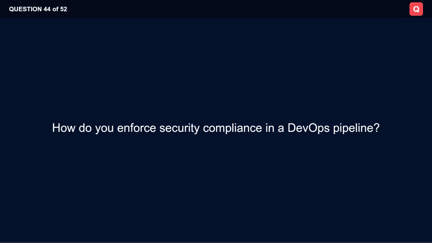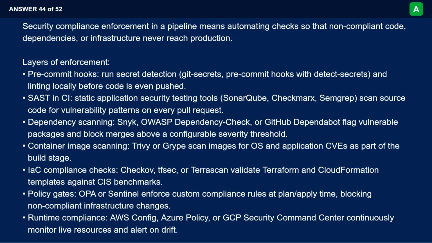How do you enforce security compliance in a DevOps pipeline? Security compliance enforcement in a pipeline means automating checks so that non-compliant code, dependencies, or infrastructure never reach production. Layers of enforcement: pre-commit hooks with detect-secrets and linting locally before code is even pushed. SAST in CI, Static Application Security Testing tools: SonarQube, Checkmarx, Semgrep. Scan source code for vulnerability patterns on every pull request.